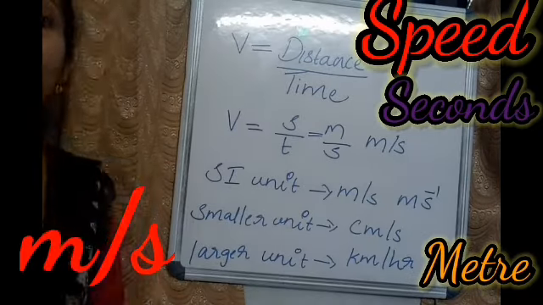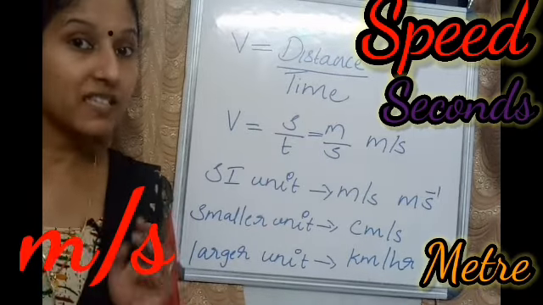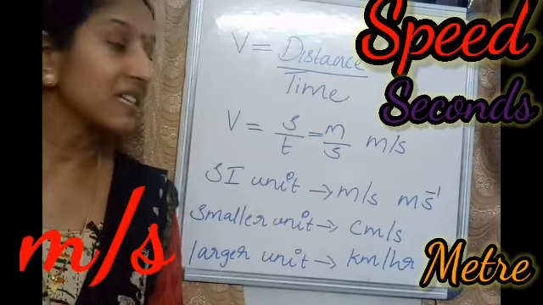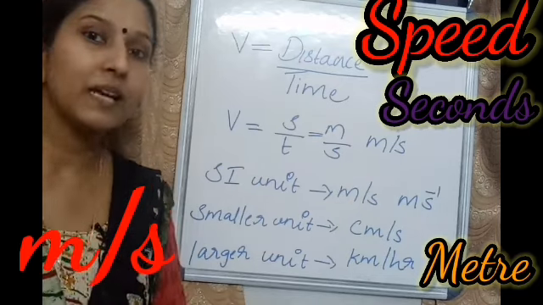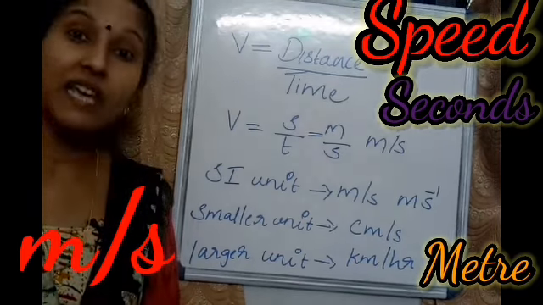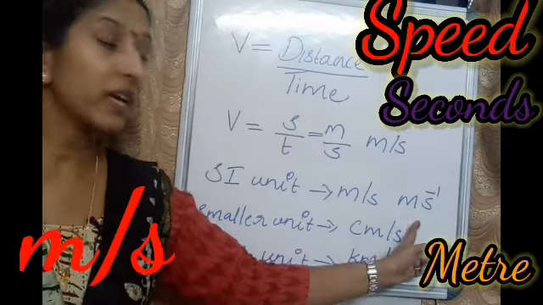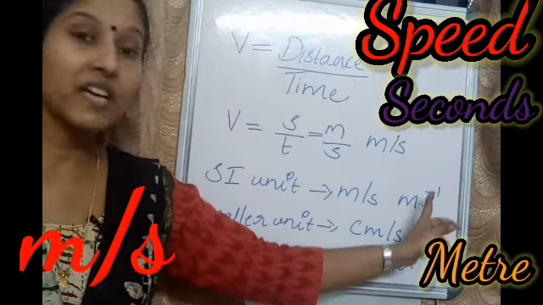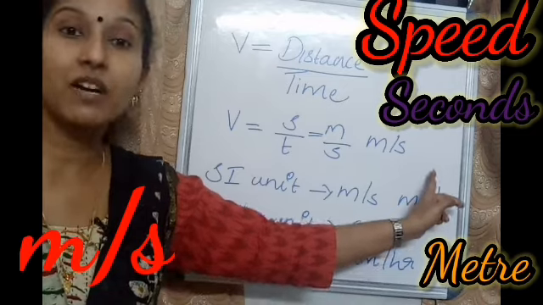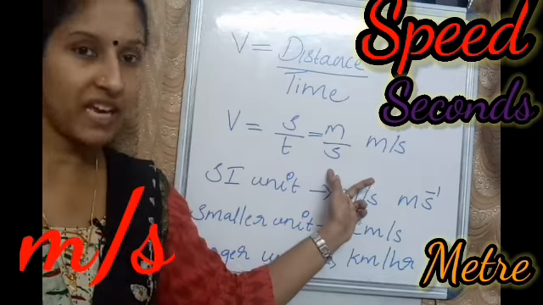So what is the SI unit of speed? The SI unit of speed is meter per second. This line is per. Meter per second, and the same we can write in another way also, S raised to minus 1. This S raised to minus 1 means here only one S.